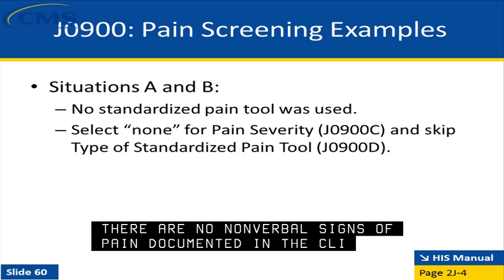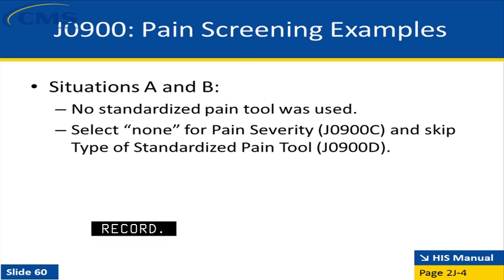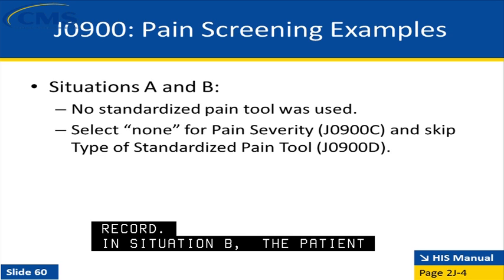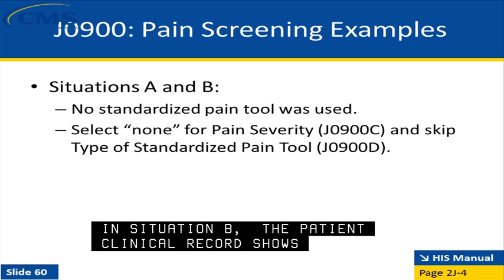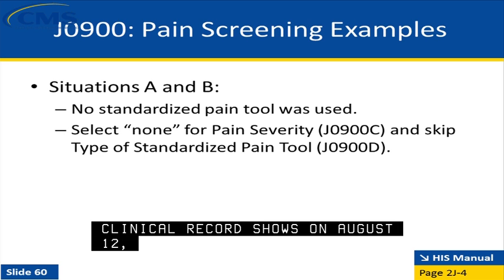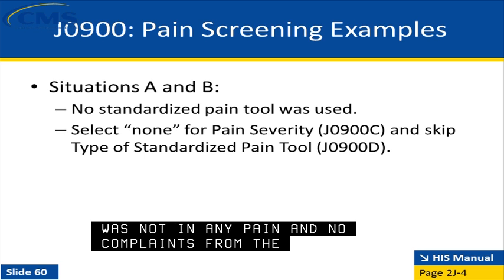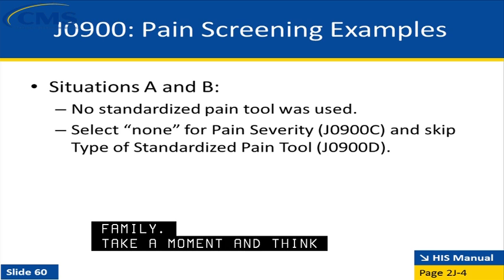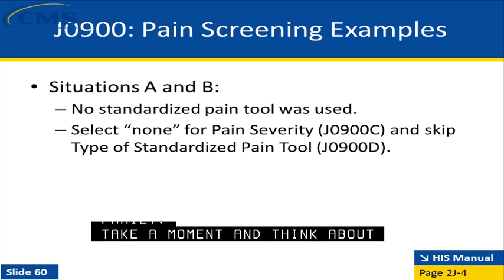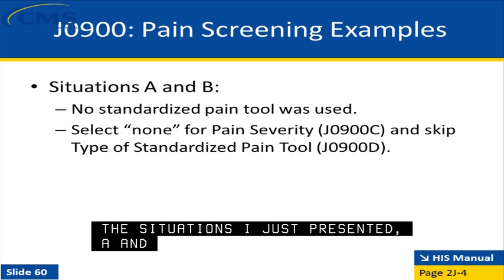In Situation B, on page 2J4, the patient's clinical record shows that on August 12, 2014, the patient stated he was not in any pain and there were no complaints from the patient or family. So take a moment and think about these two situations that I just presented, situations A and B, and consider how you would complete J0900 for both of these examples.